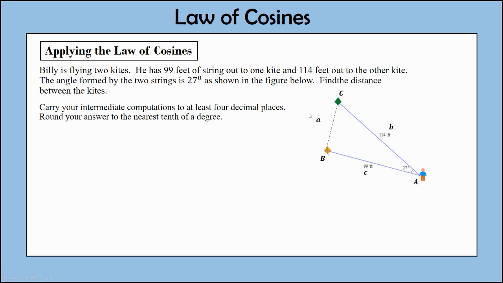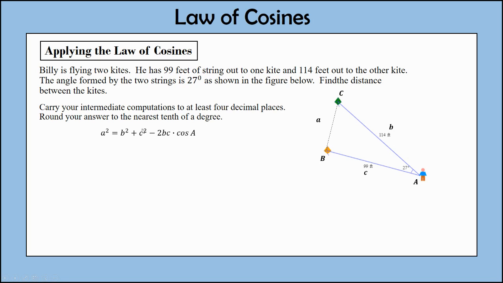Okay, now we're trying to find the length of side a. So again, I'm going to choose the law of cosines equation that has lowercase a already isolated, which is this one. a squared equals b squared plus c squared minus 2bc times the cosine of A. So there we go. We're going to use that one.